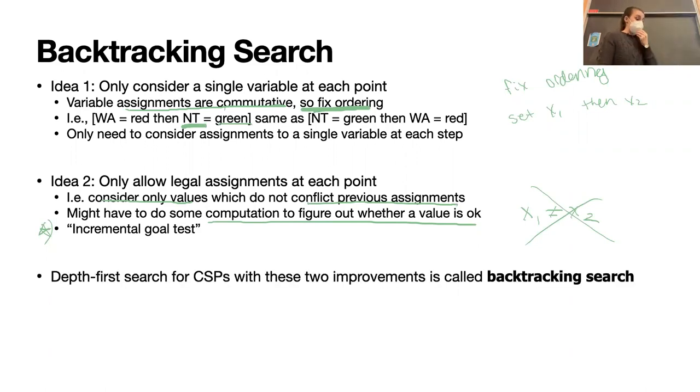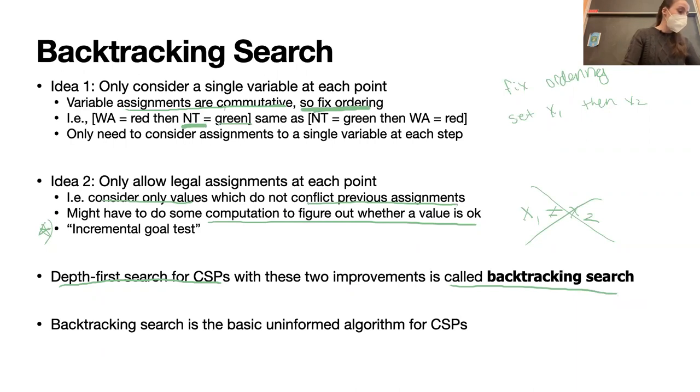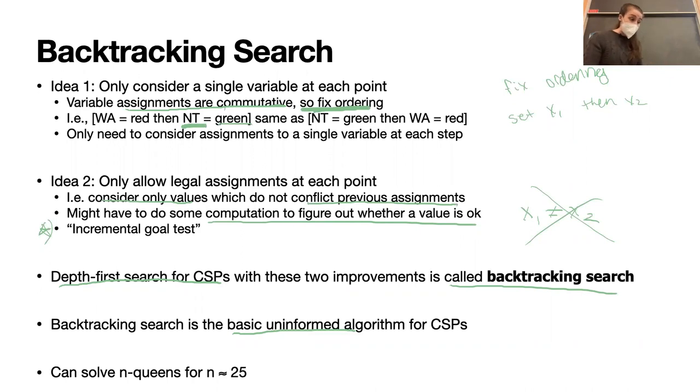So if we take these two ideas, then depth first search for constraint satisfaction problems. So if we only consider a single variable at each point, and we only allow legal assignments at each point. So if we add these two checks, then this is what's called backtracking search. And backtracking search is the basic uninformed algorithm for constraint satisfaction problems. And we're going to talk about how good these algorithms are by relating them again back to N queens, because that's a very important sort of historical item of artificial intelligence and different timing analysis. So if we use backtracking search, then we can solve N queens for N equals about 25. So, you know, pretty good algorithm, not the best. We'd obviously like to get that a little bit better.